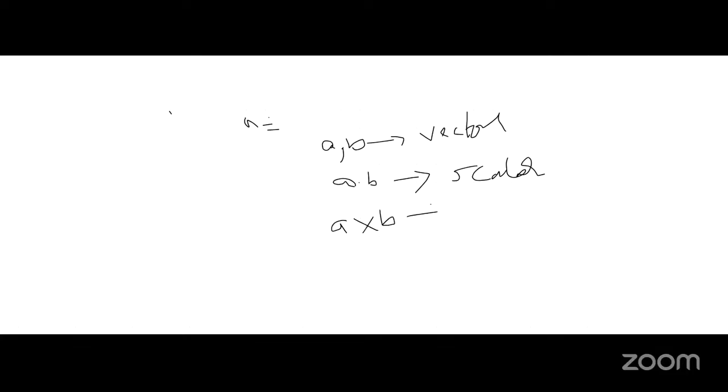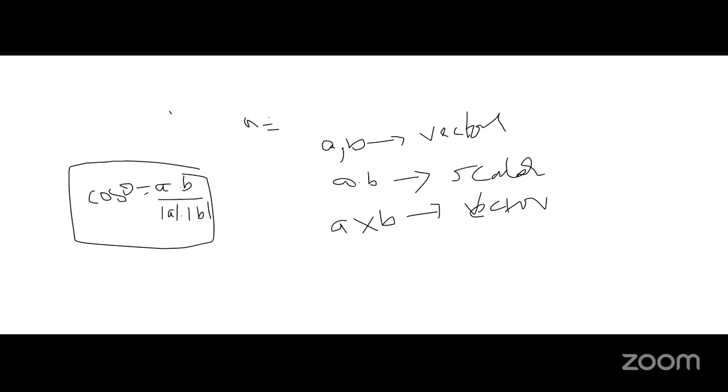So finally, what you understood here: if A and B are vectors, then A dot B becomes a scalar, but A cross B becomes a vector. Next, the angle between two vectors: the formula is cos theta equals A dot B by mod A into mod B.